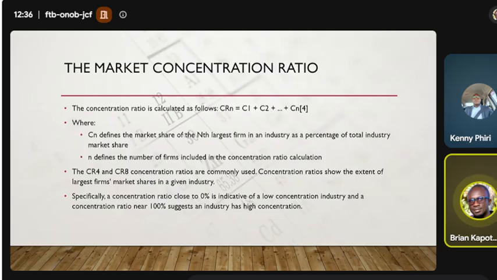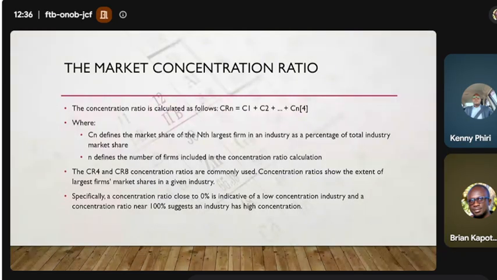So I want us to think of an example. And again, can you get your pens and your papers? We think of several firms in the market. Firm 1 has got 40% share. Firm 2 has got 25% share. Firm 3 has got 15% share. Firm 4 has got 10% share. And then maybe we just combine the others, because these are the big numbers. And we just say others have got 10% share.